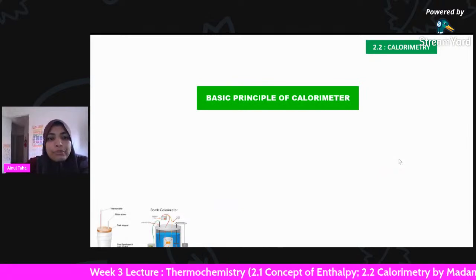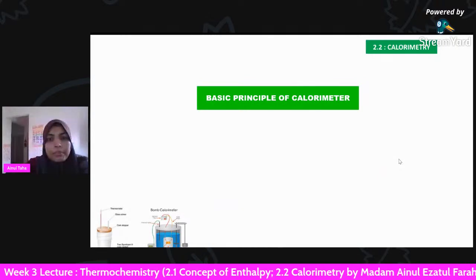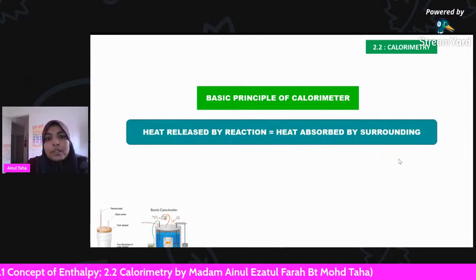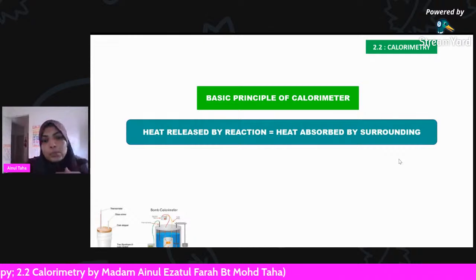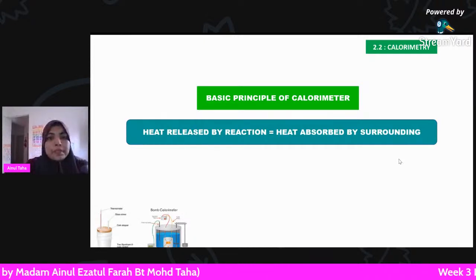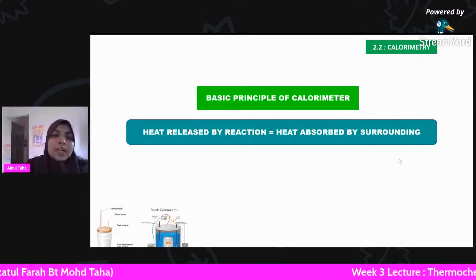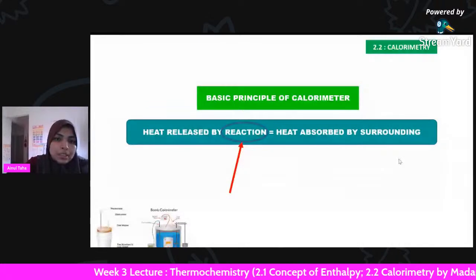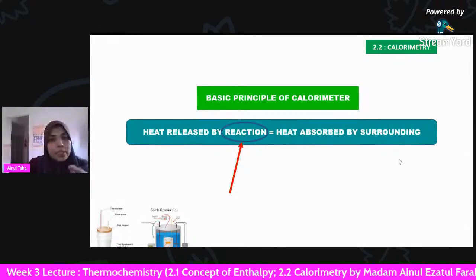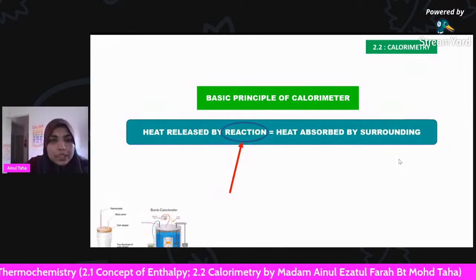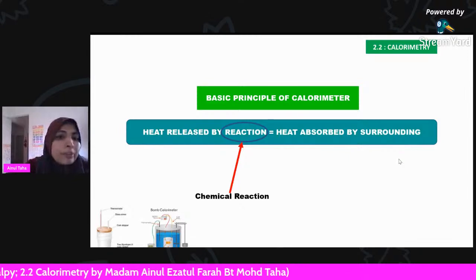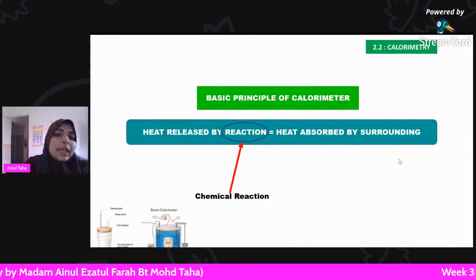So I just gave you the basic principle of the calorimeter. After this, you can go through the basic principle of the calorimeter yourself. Heat released by the reaction is always equal to the heat absorbed by the surroundings. Okay. So what is the reaction? The heat released refers to the chemical reaction involved in the calorimeter.